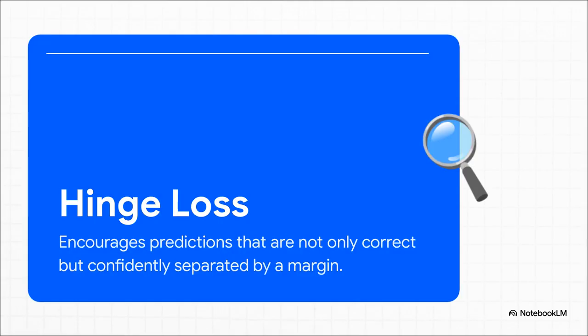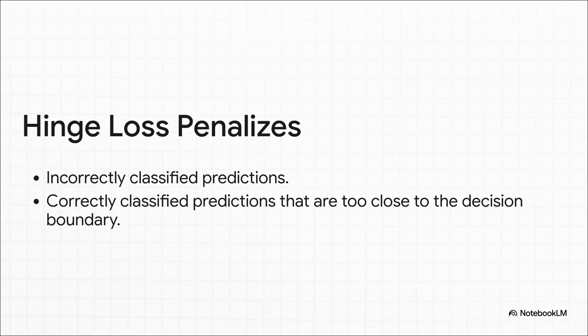Okay, so there's another way to play this game using something called hinge loss. And this one's a little different. It doesn't just want the right answer. It wants the right answer to be correct by a nice, wide, comfortable margin. Here's the key takeaway for hinge loss. It penalizes two different things. First, being flat out wrong. And second, and this is the interesting part, it penalizes you for being right, but not right enough, for being too close to that dividing line where you might have guessed the other way.